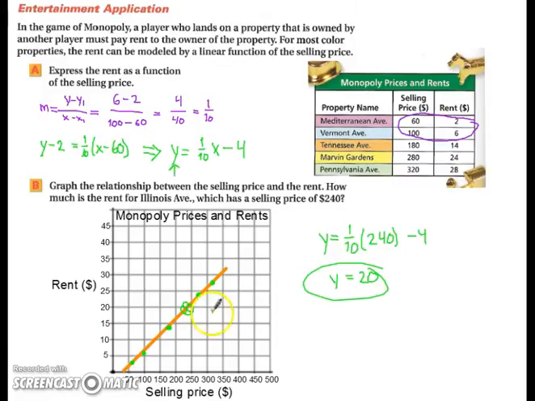Alright, well, when we look at our graph after we've plotted the points and drawn a line, at 240 it's about $20. And then if we input 240 into our equation, we'll get an output of $20. So the rent for Illinois Ave, when it has a selling price of $240, is $20.